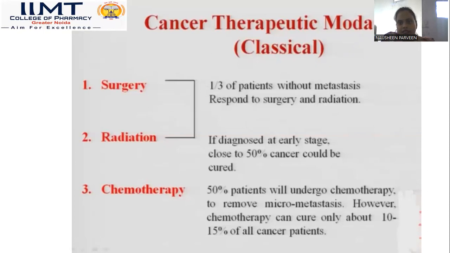Next, cancer therapeutic models. There are three models: surgical, radiation, and chemotherapy. In surgical, one third of the patients without metastasis respond to surgery and radiation. In radiation, if diagnosed at an early stage, close to 50% of cancers could be cured. And chemotherapy, 50% of patients will undergo chemotherapy to remove micrometastasis. However, chemotherapy can cure only about 10 to 15% of all cancer patients.